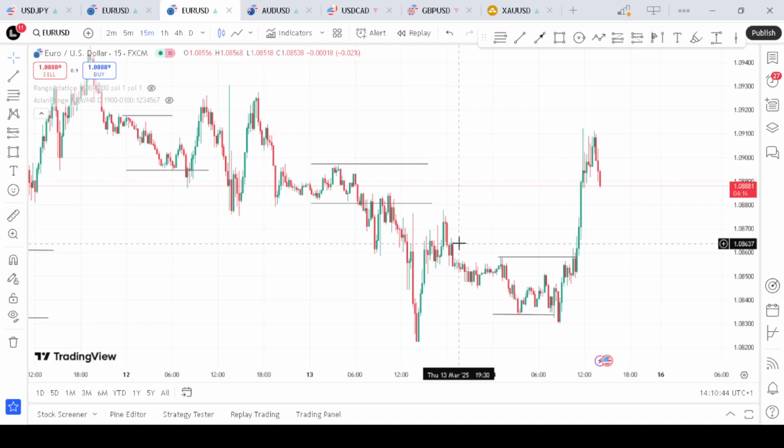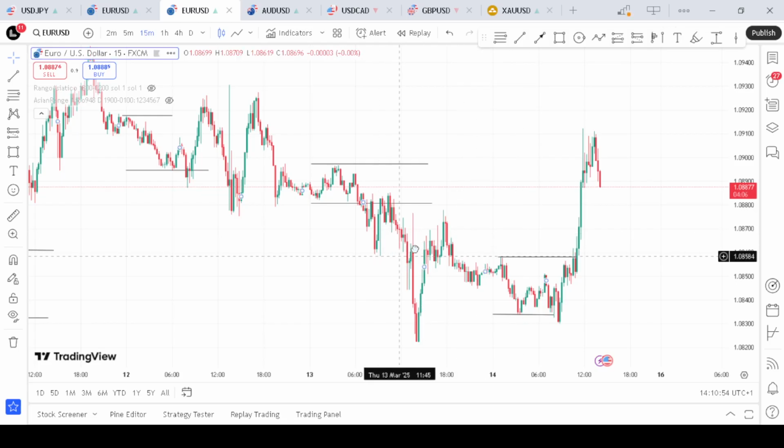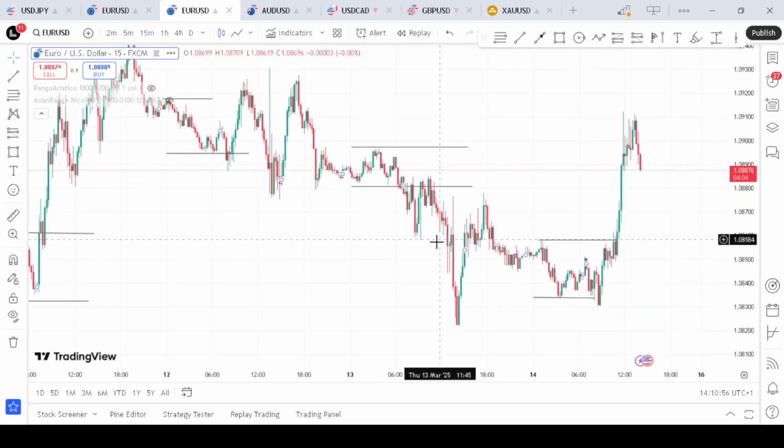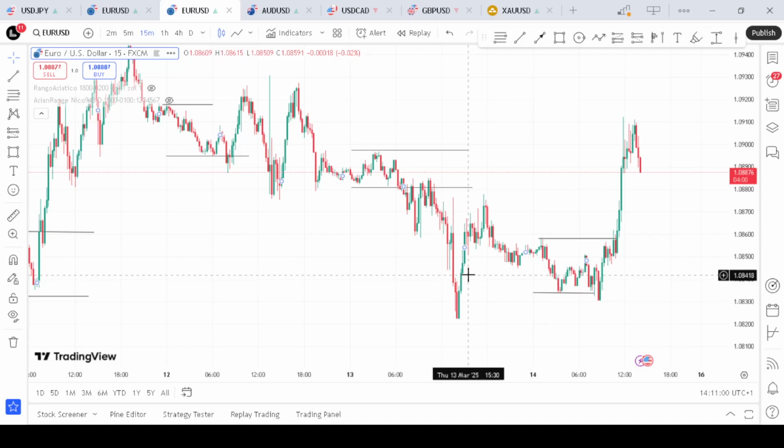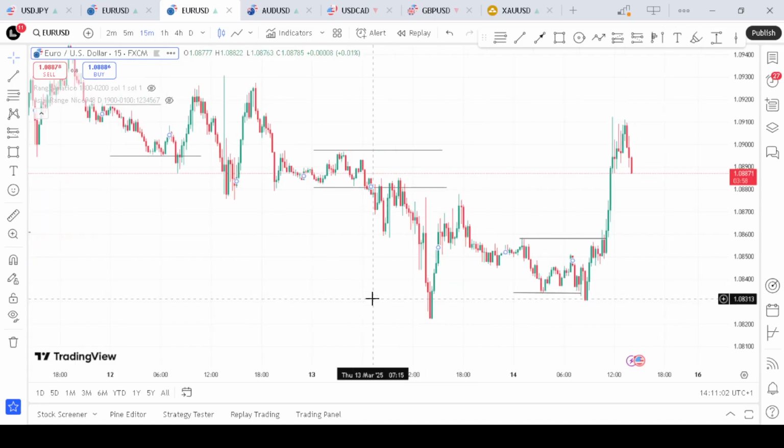clear market structure shifts. In essence, mastering this strategy equips you with a straightforward yet highly effective approach to reading the market behaviors in the early trading day, improving both your timing and accuracy in your forex trading. Now let's see how we can trade using the Asian range strategy.